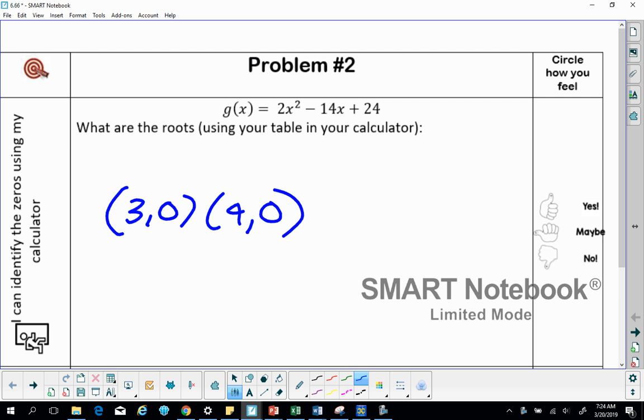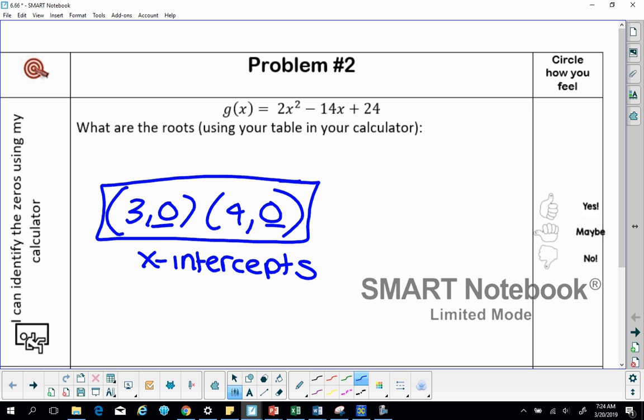How did I know that another coordinate was my root? What do roots mean? Zeros, which mean your what? Is the y 0, the x 0, what's 0? The y is 0, because they're your x-intercepts, right? So your zeros, your roots, are your x-intercepts. And so you can find them on a calculator by typing it into table.